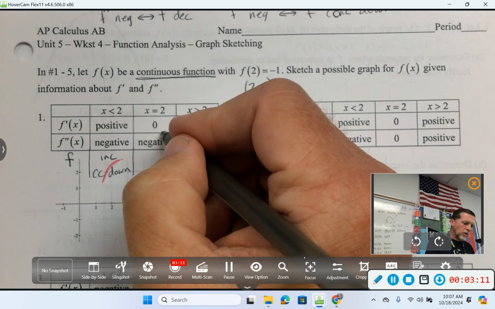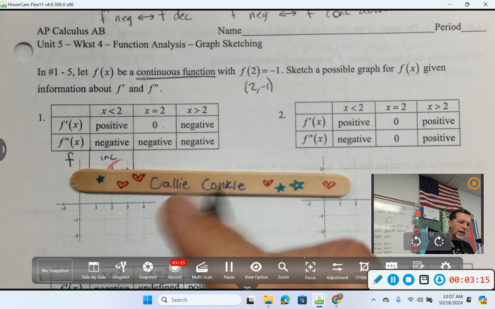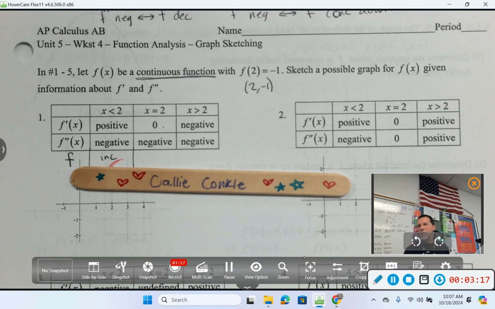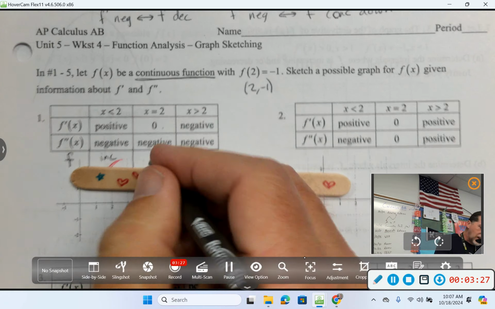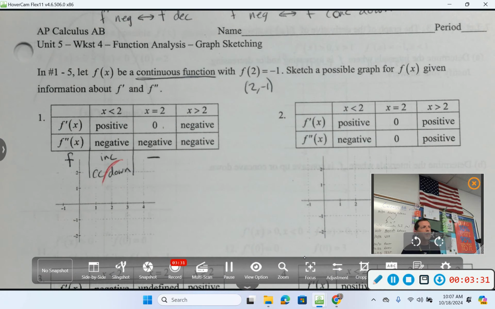At 2, f prime is 0. Callie, what does it mean if f prime is 0? It's at the top or at the bottom. We don't really know yet. I mean, we might can figure it out. But there's a horizontal tangent line there. I'm just going to put like a horizontal spot, but spot meaning like an infinitely small spot. It's a place where it levels off.